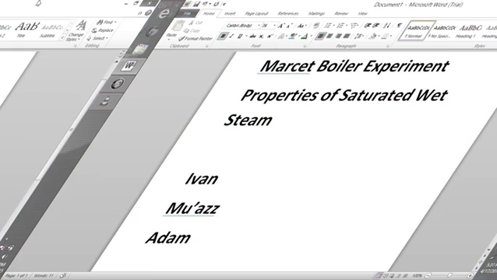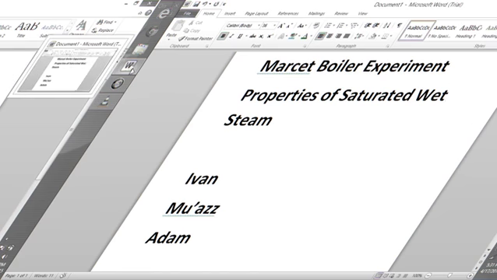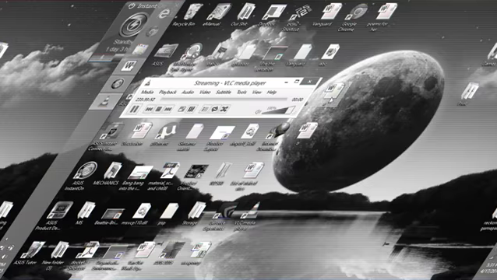Today we'll be talking about the Marcet boiler experiment that me and my two friends did in the lab that day, which is me, Ivan, my friend Mu'azz, and another one, Adam. From the Marcet boiler experiment, we tried to find the properties of saturated wet steam.